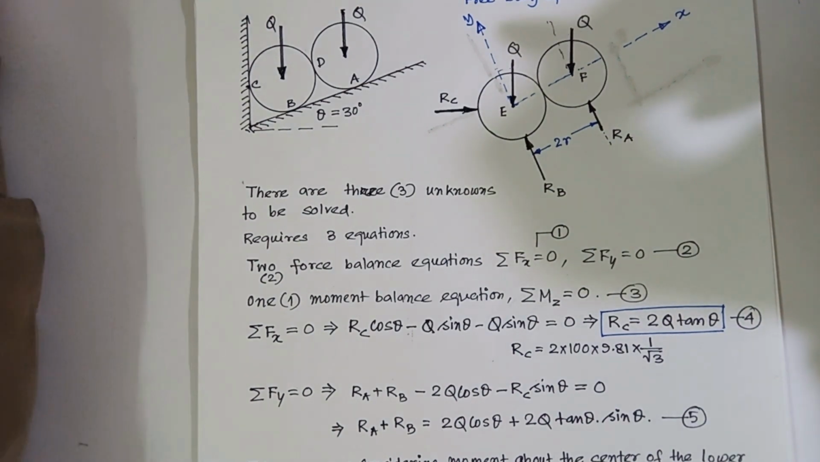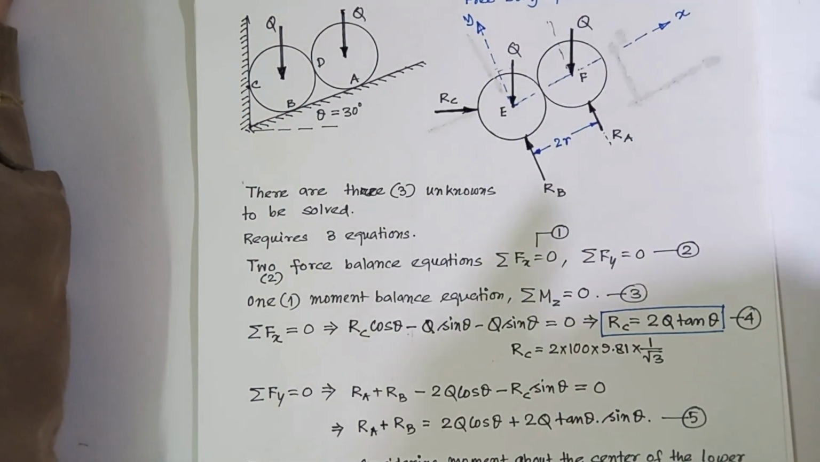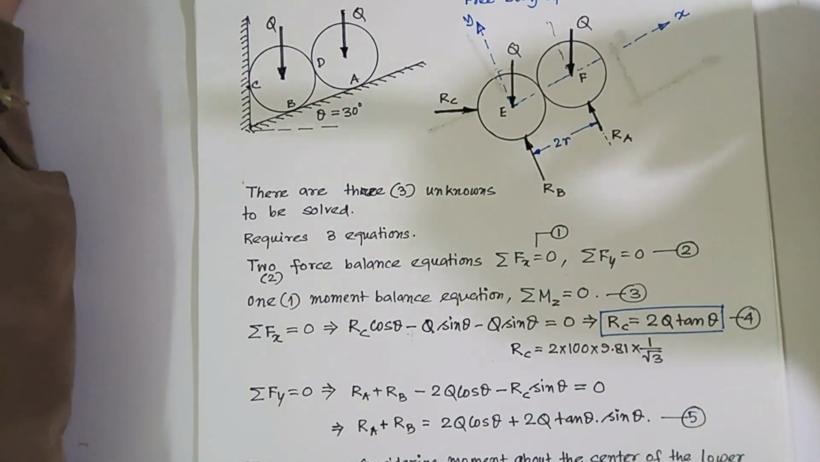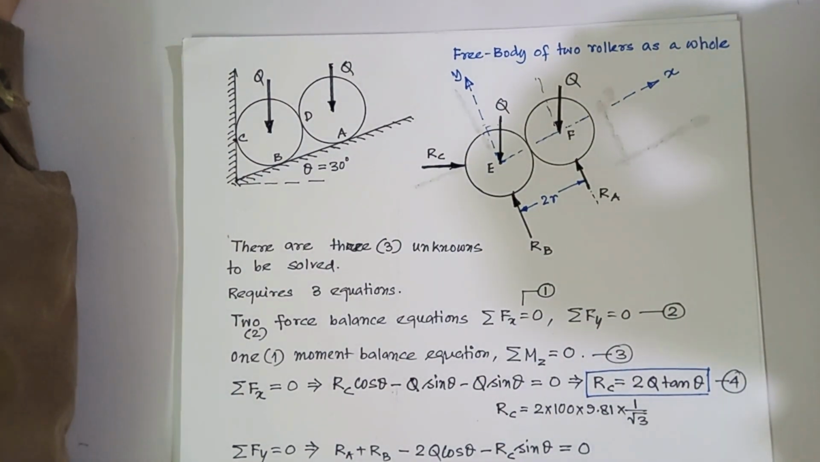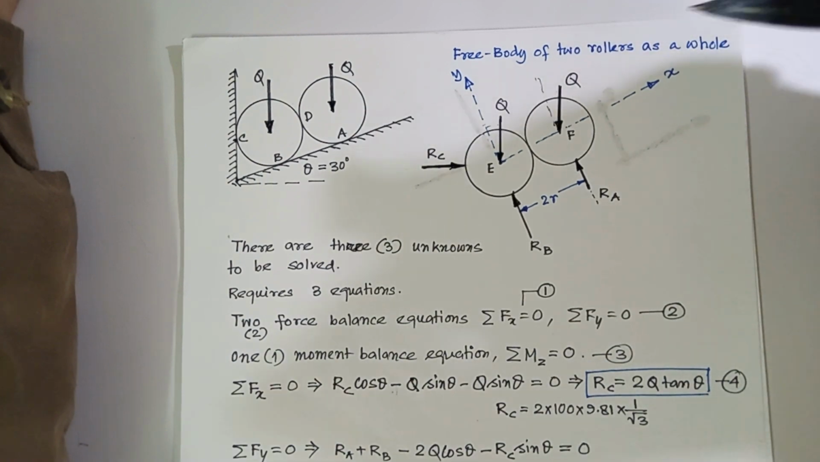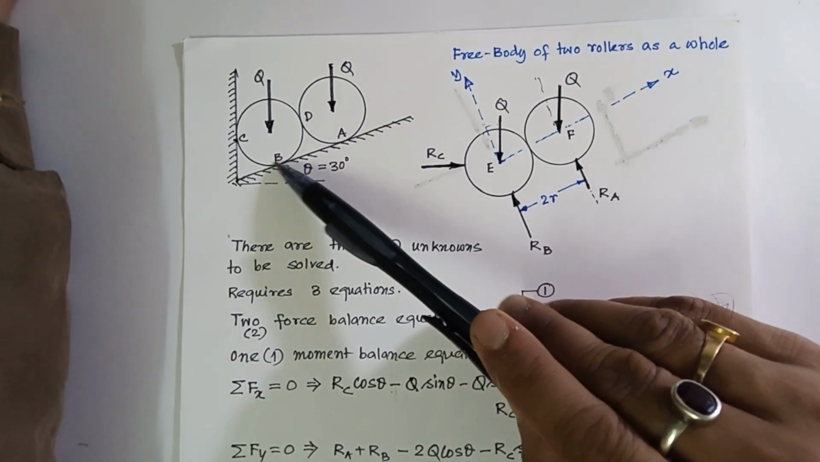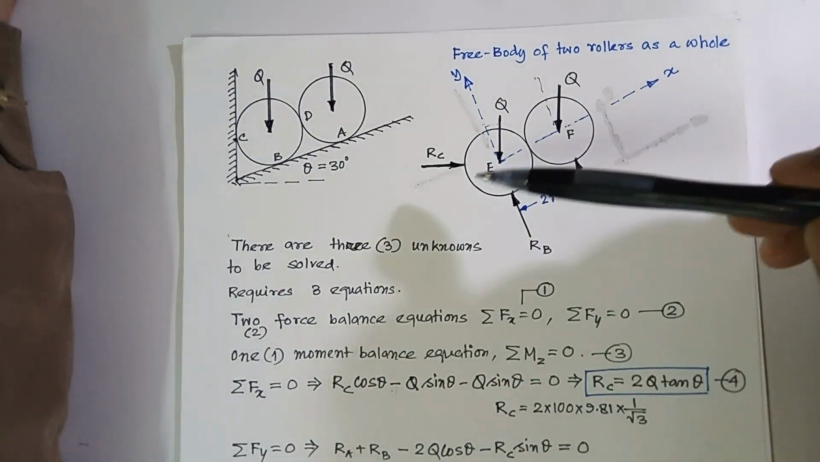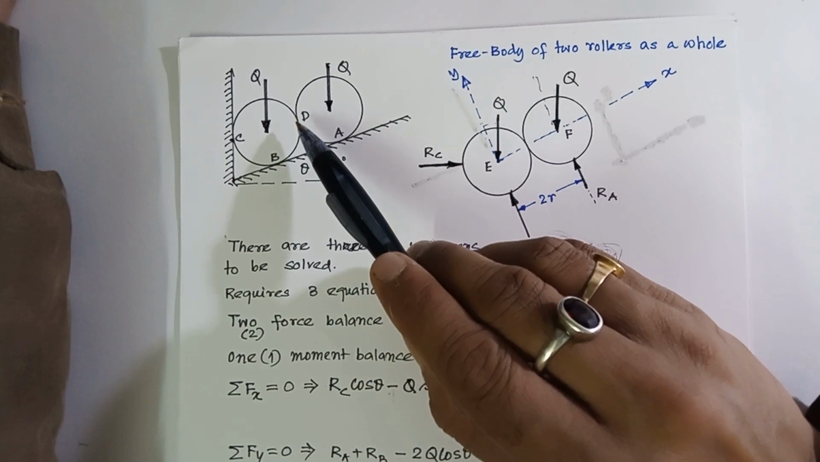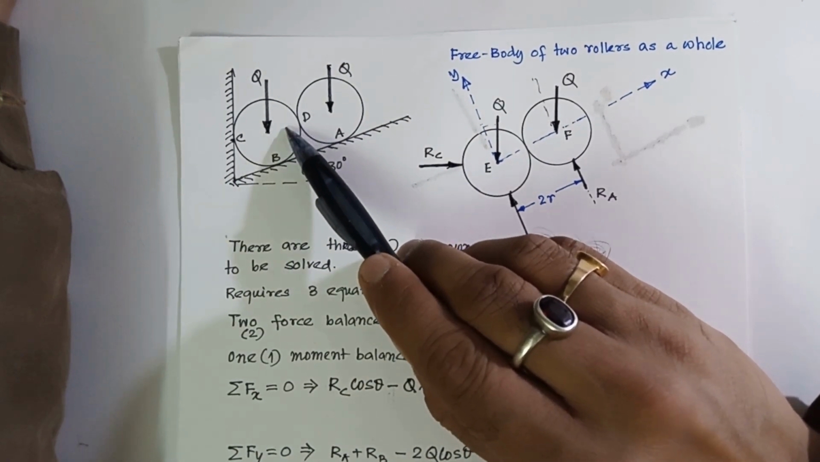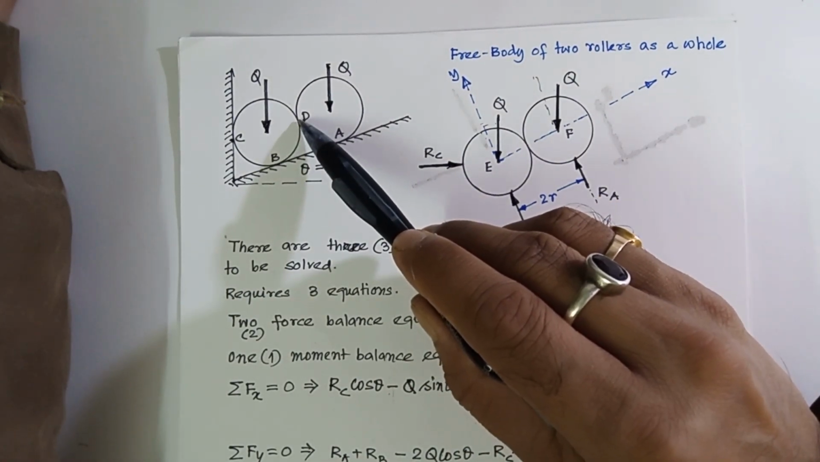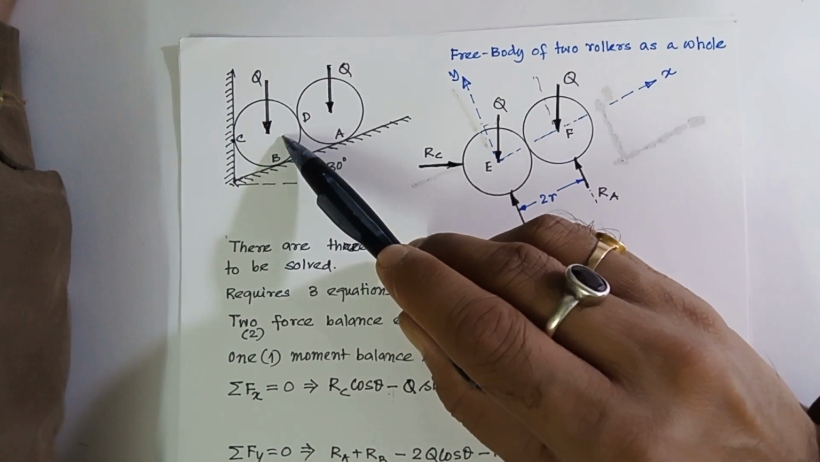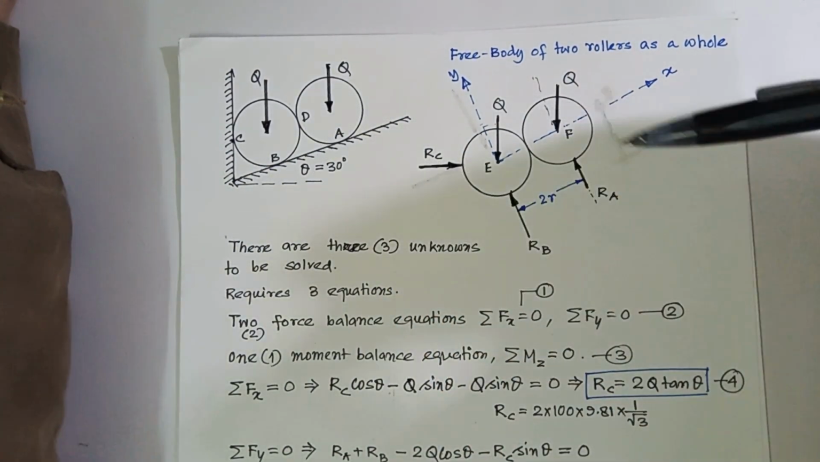Now, what is the benefit of this? I will choose which system to select depending on the problem at hand. I need to solve the reaction at A, reaction at B and reaction at C. That is why I am taking these two together, because there is a contact at D in between these two rollers. In the problem, the contact reaction at D is not required to be solved. So that is why I have taken the two as a whole.